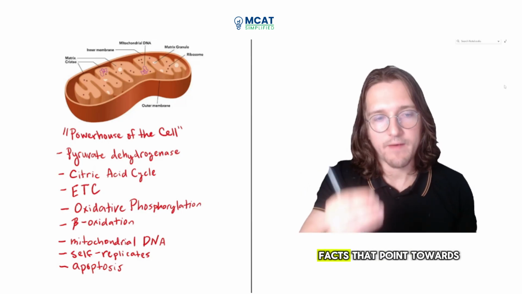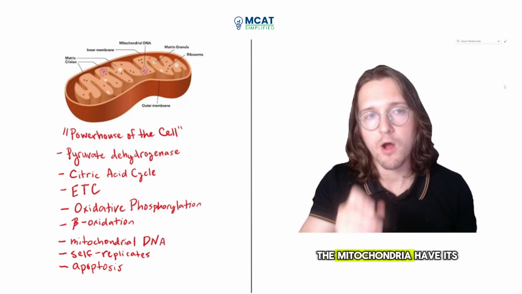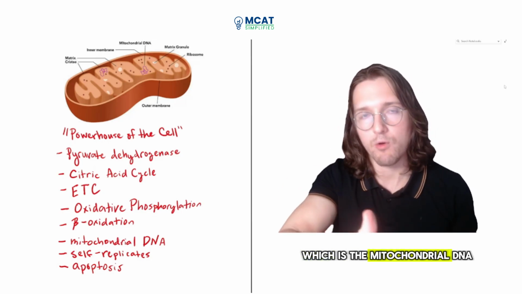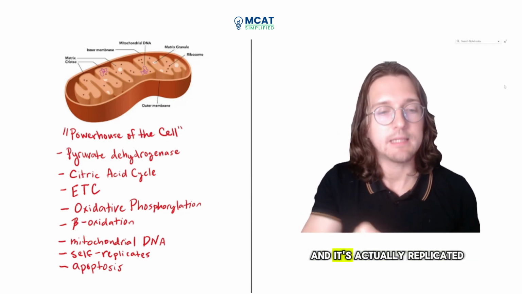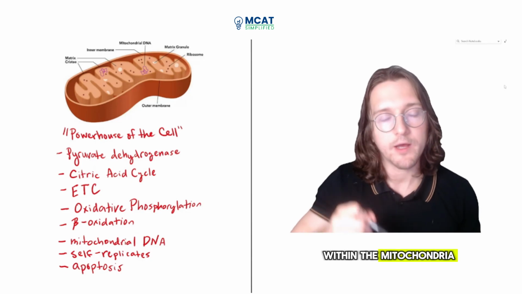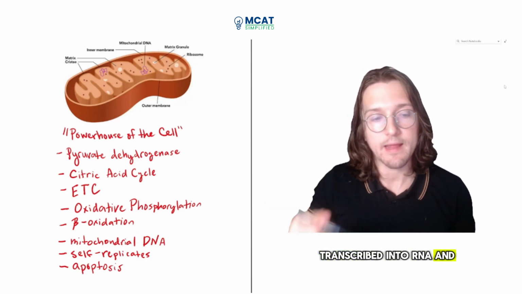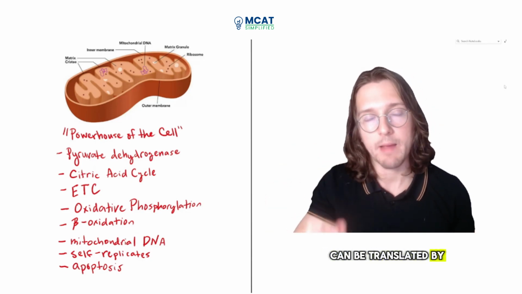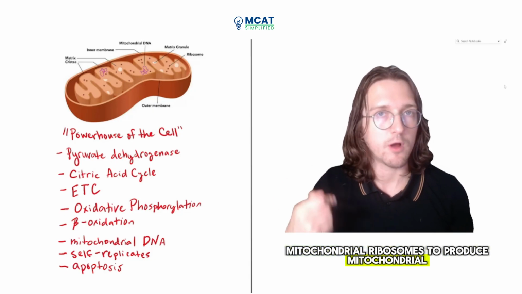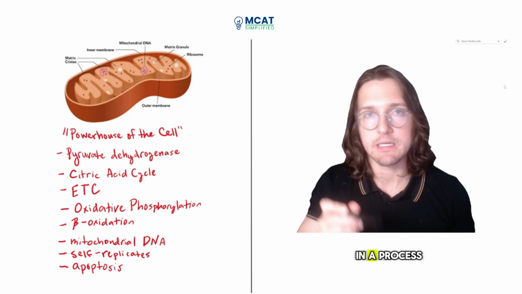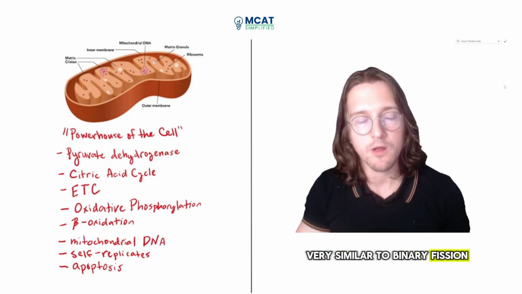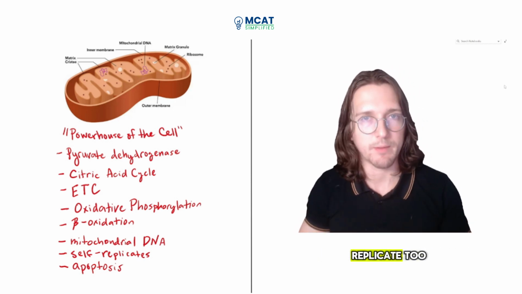And some of the facts that point towards that is the mitochondria have its own DNA, which is the mitochondrial DNA, which is circular, just like bacterial DNA is. And it's actually replicated within the mitochondria, transcribed into RNA, and that RNA can be translated by mitochondrial ribosomes to produce mitochondrial proteins. Additionally, the mitochondria self-replicates in a process very similar to binary fission, which is the process by which bacterial cells replicate too.